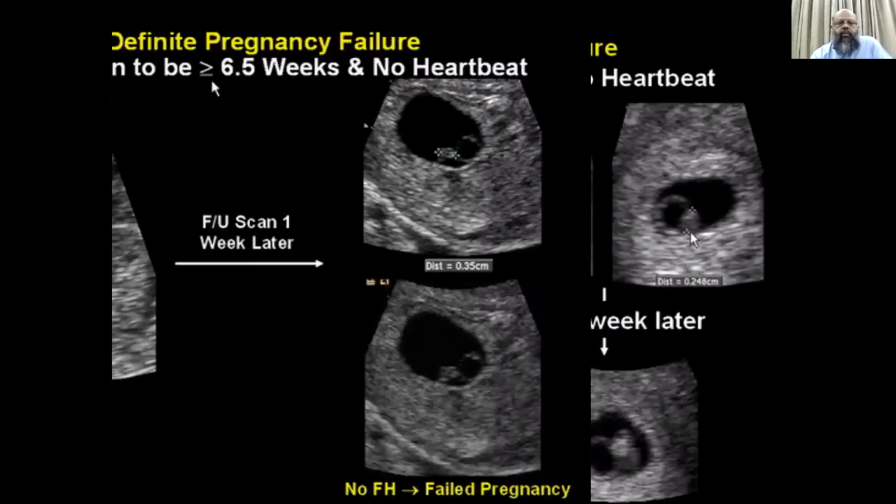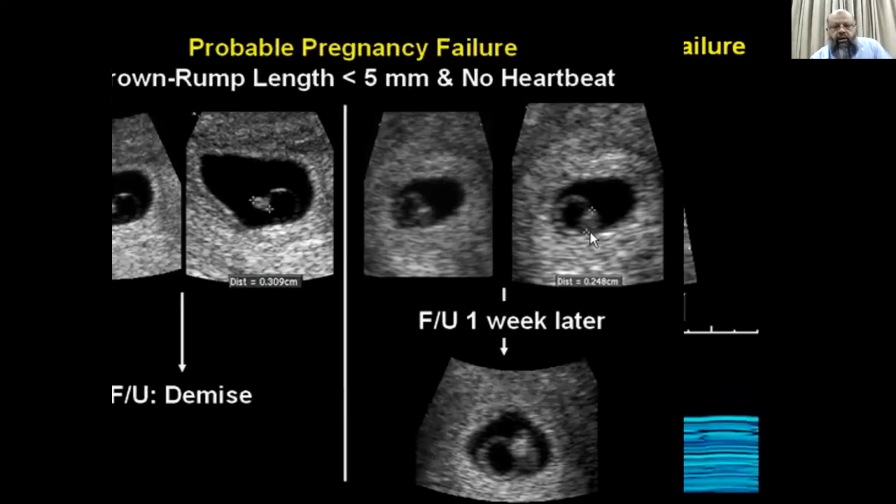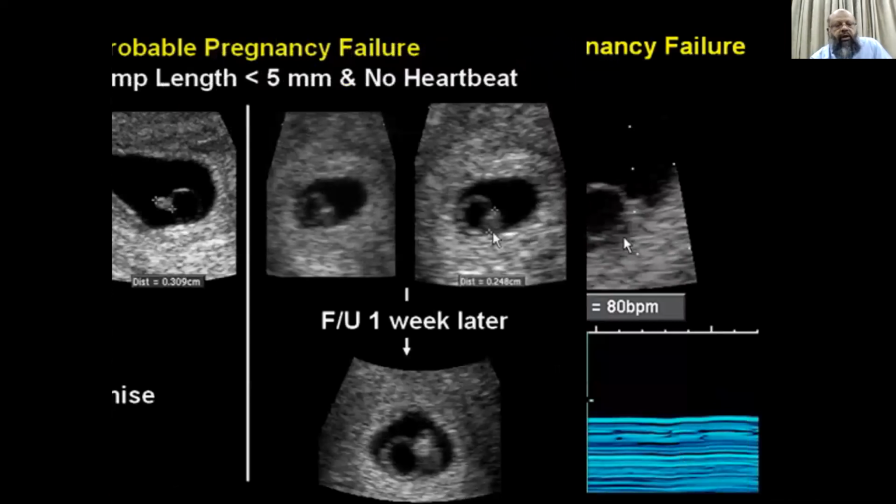Then we come to examples of probable pregnancy failure. Crown rump length less than 5 mm and no heartbeat. This is very small. Again, you can see the crown rump length is less than 5 mm, no heart. After 1 week, again we can see a small embryo and no cardiac activity, which indicates the probability of pregnancy failure. There are more chances it will be a failure.